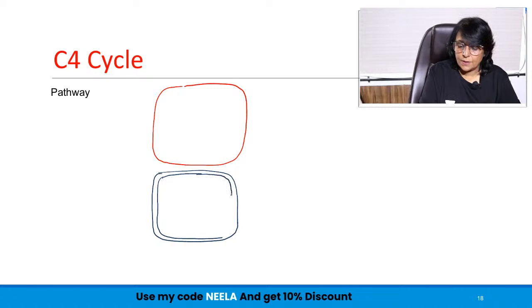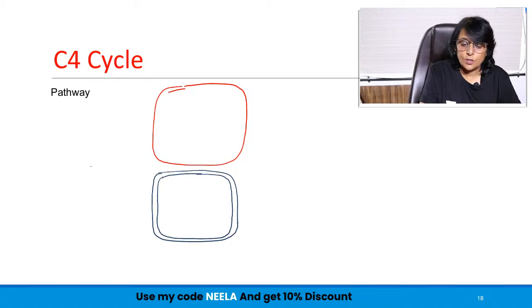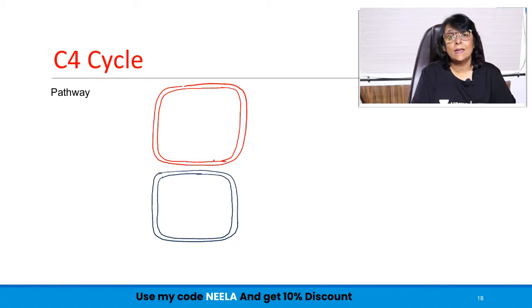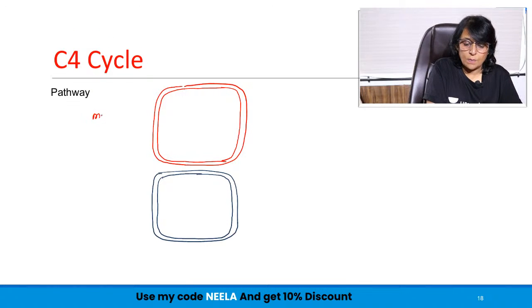Mesophyll is the term given to all the parenchyma cells which are between the upper and the lower epidermis, and bundle sheath cells we just now talked about. These are also modified parenchyma cells and they are around the vascular tissue. So these are mesophyll cells and this is the bundle sheath cell.